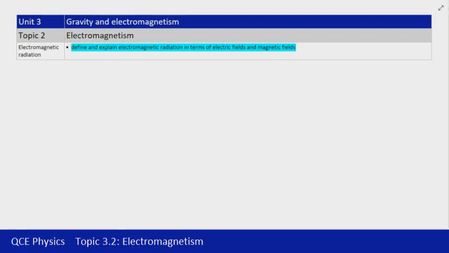The last dot point we need to address in electromagnetism is about electromagnetic radiation. Now, electromagnetic radiation is a term that's used to describe energy that's being radiated due to the motion of a charge, but we'll have a look in a little bit more detail at what that means. And the first thing we're going to do is actually link back to electric fields. And you should be able to recall that electric fields surround all charged objects.